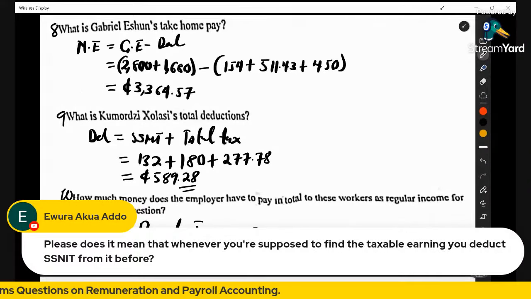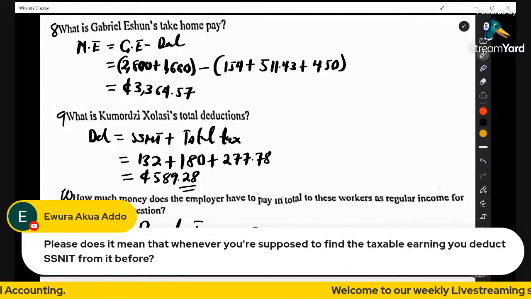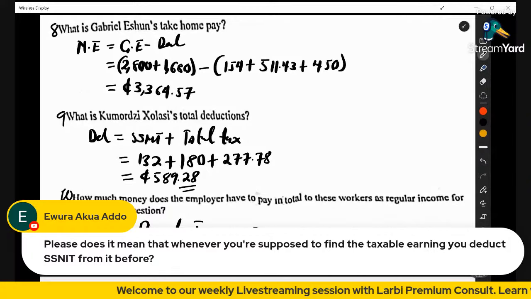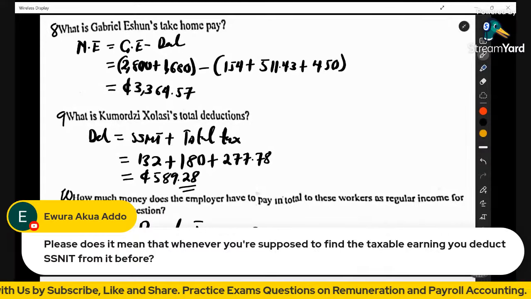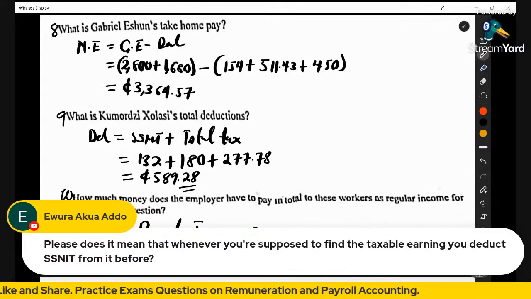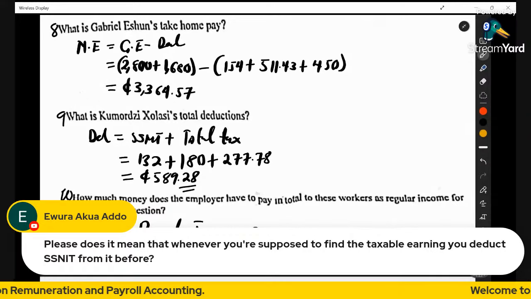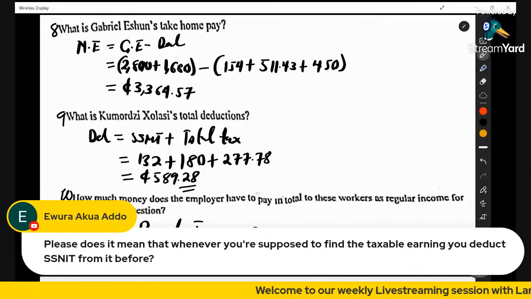Then Eura Equia Adu is saying that, please, does it mean that whenever you are supposed to find the taxable earning, you deduct SNET from it before? Yes, you must deduct the SNET contribution, and that will also be dependent on the condition given in the question. At times, you'll be asked to calculate SNET on the gross earning, right? So in that line, once you get the SNET amount from the gross earning, you subtract that same amount from the gross earning so that you get your taxable earning.